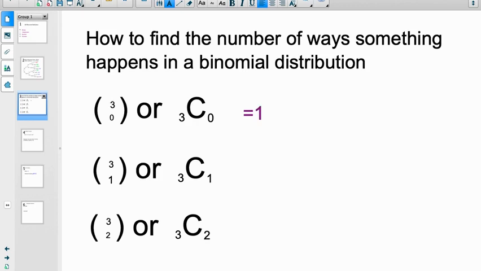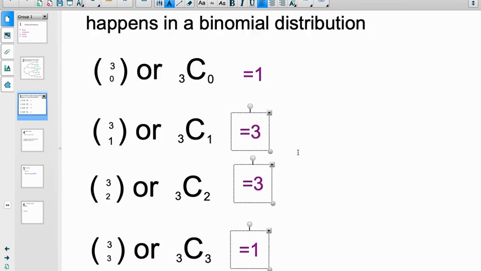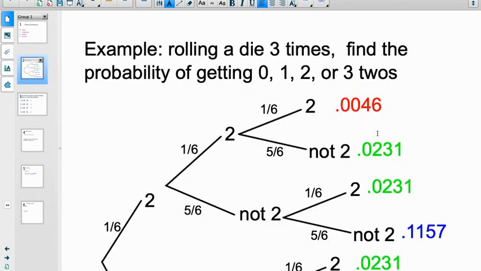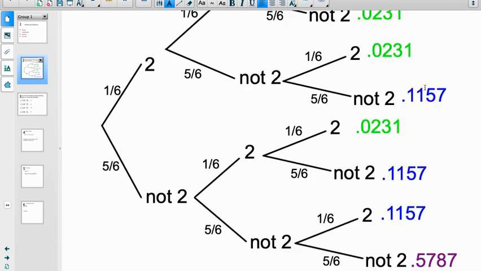So 3 choose 0 is 1. 3 choose 1 is 3. 3 choose 2 is 3. And 3 choose 3 is 1. If you notice, it told us these different probabilities. Red happened once, green happened 3 times, blue happened 3 times, and purple happened once.